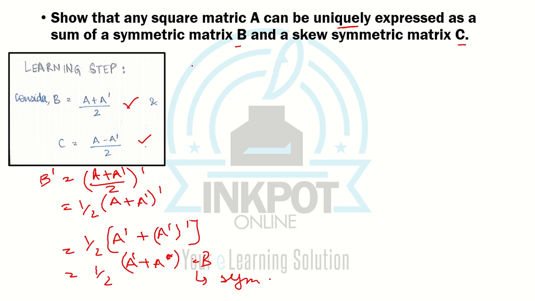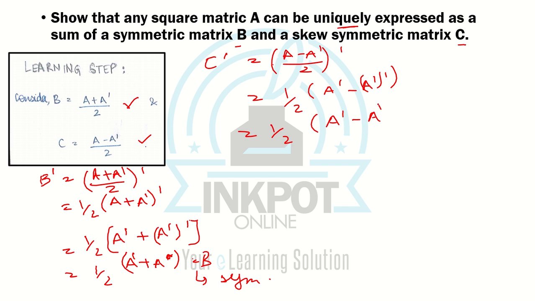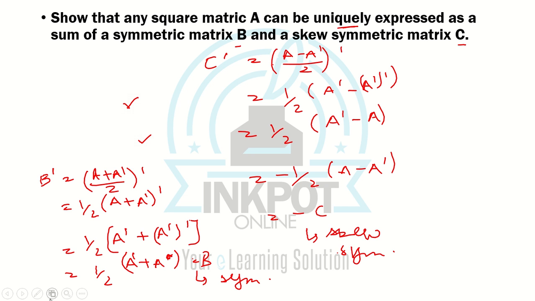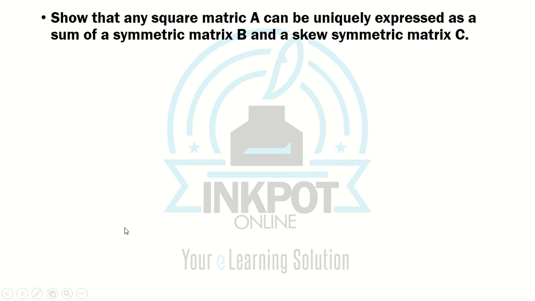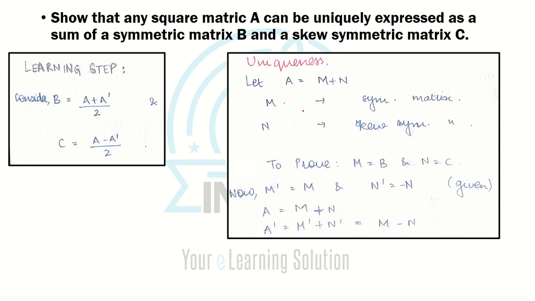Similarly, for C transpose, what you have is A minus A transpose upon 2 transposed, which is equal to 1 upon 2 A transpose minus A transpose transposed, which is equal to 1 upon 2 A transpose minus A, which is equal to minus 1 upon 2 A minus A transpose, which is equal to minus C. So C you can say is skew symmetric. Okay. Now you get to the uniqueness aspect. First of all, let me decrease all ink on slide.